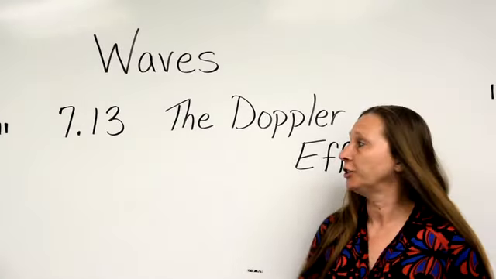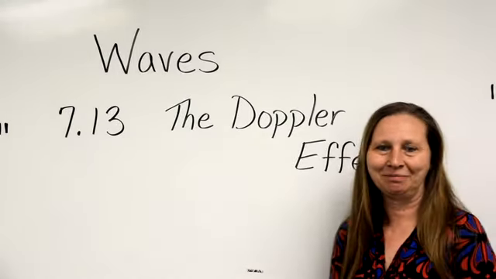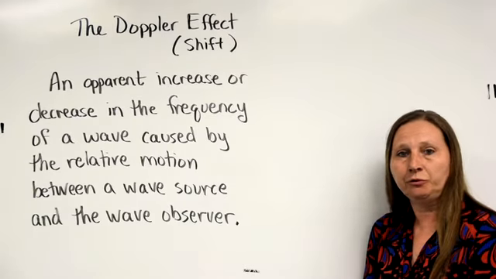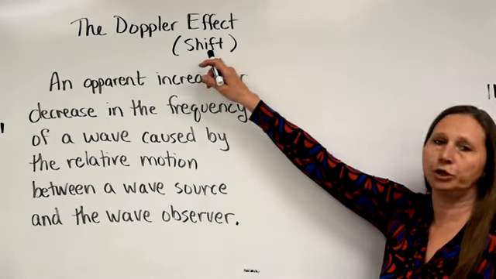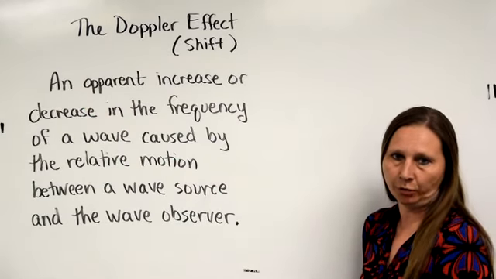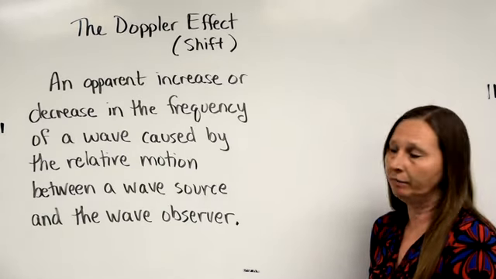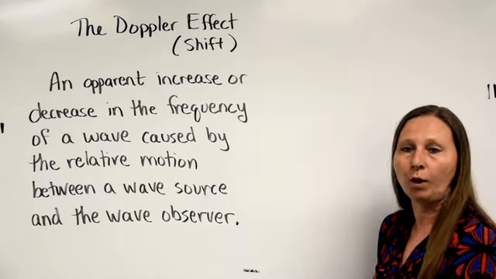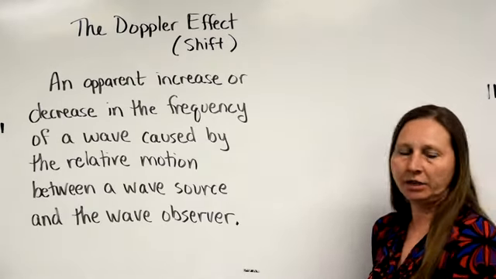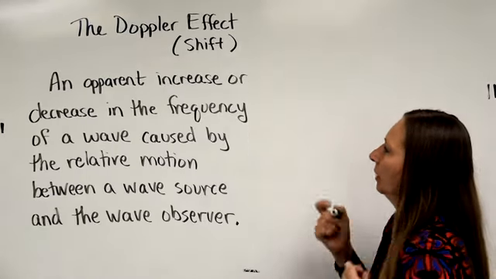Waves topic, section 7.13 is about the Doppler effect. So the definition for the Doppler effect or the Doppler shift is an apparent increase or decrease in the frequency of a wave caused by the relative motion between a wave source and the wave observer. Let's break this down a little bit. What are we talking about with all these words here?